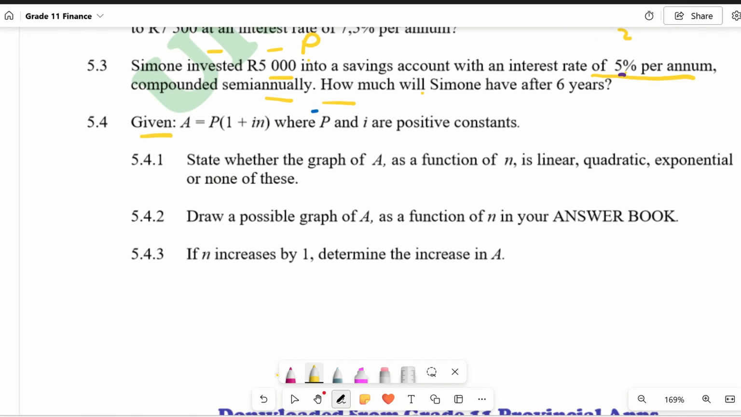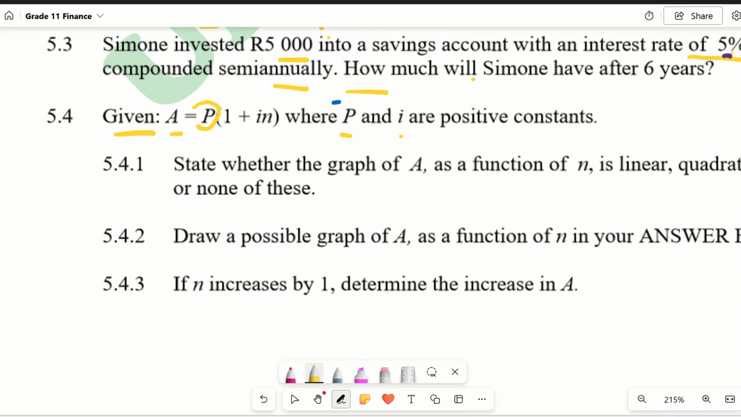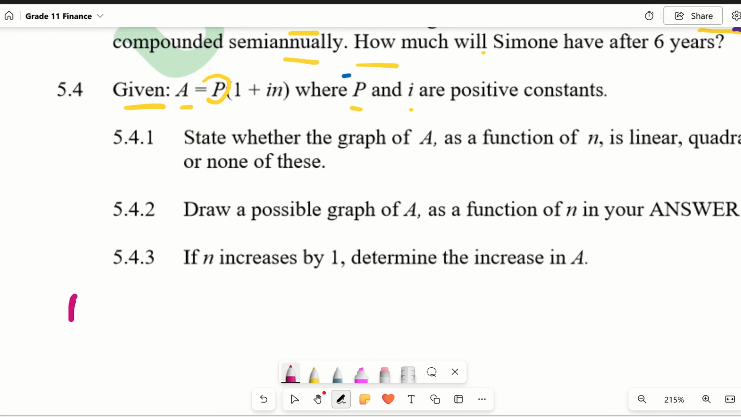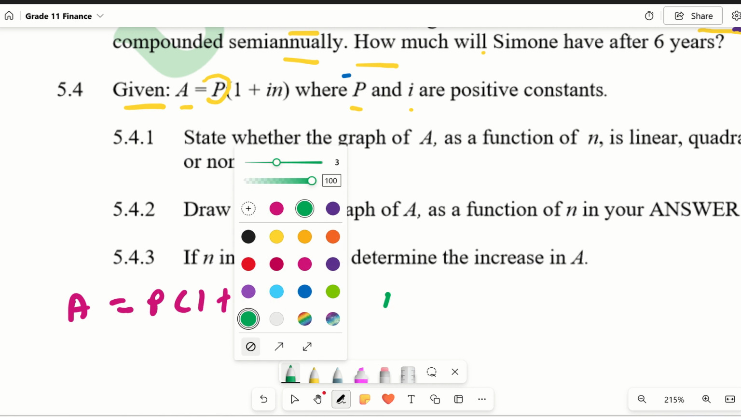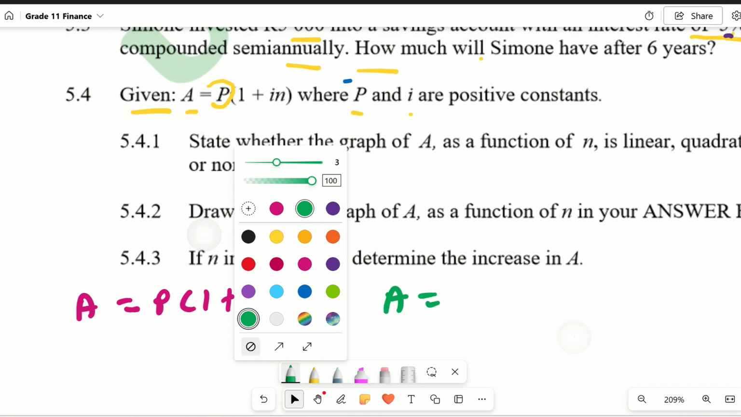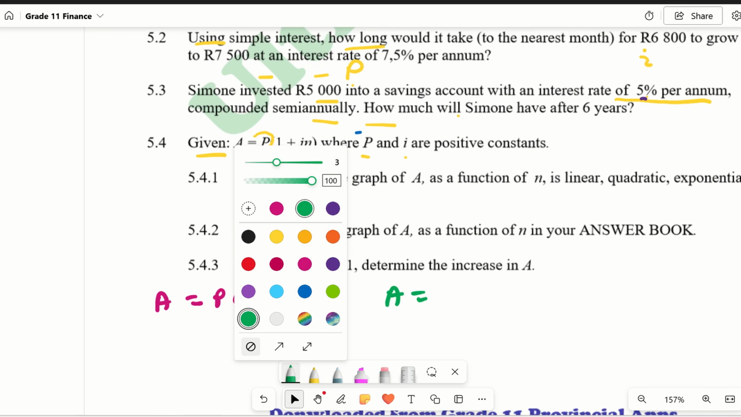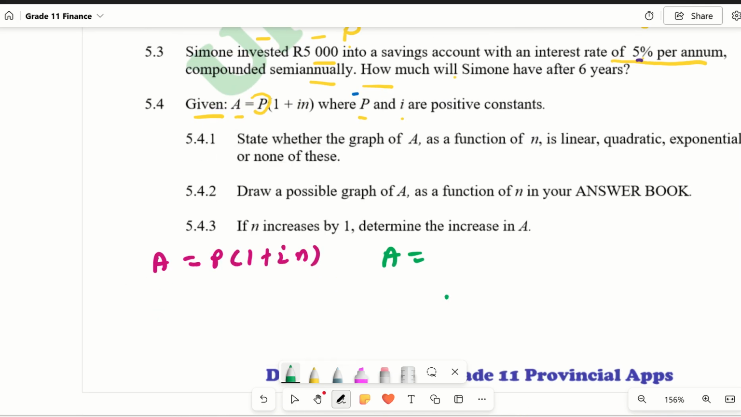Given A equals P(1 plus In). So this looks like the formula for simple interest, where P and I are positive constants. So P is a number. Let's just say it is 2. I'll rewrite this. They tell us P and I are positive constants. So let's just say our P is 2, our I is maybe 3.